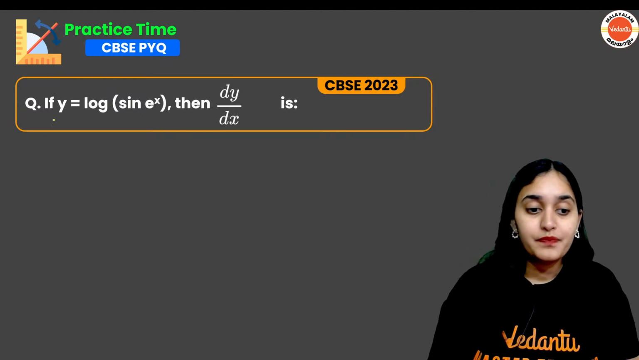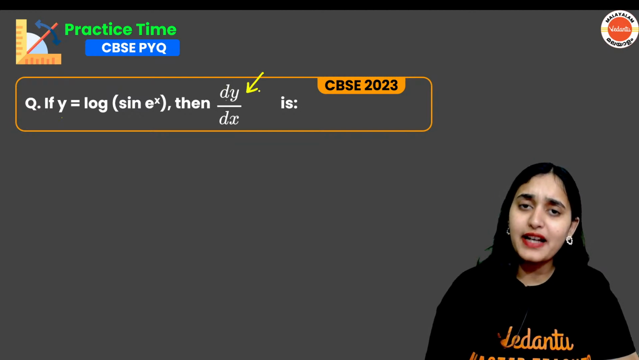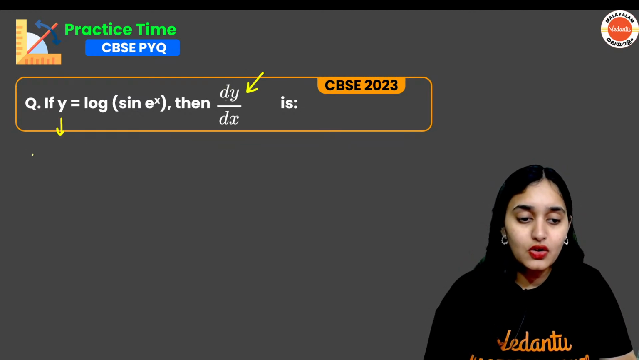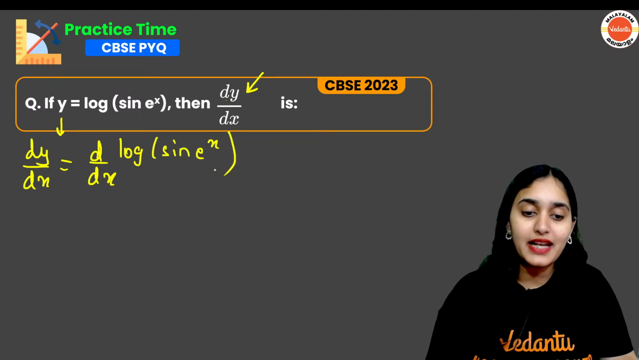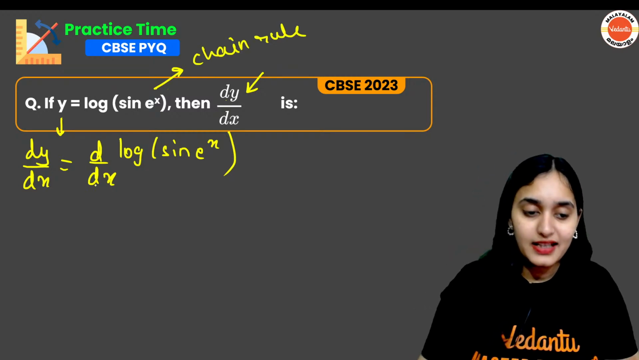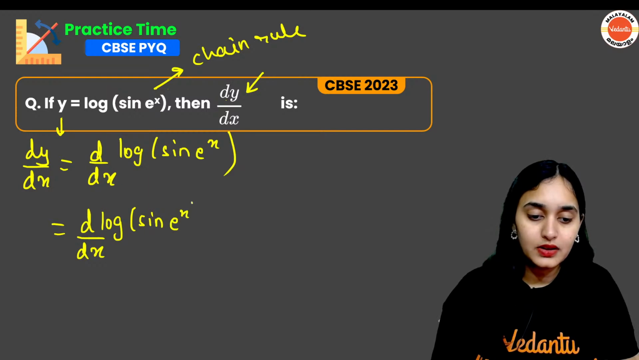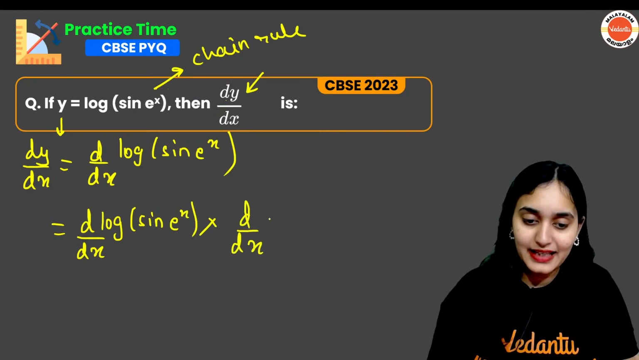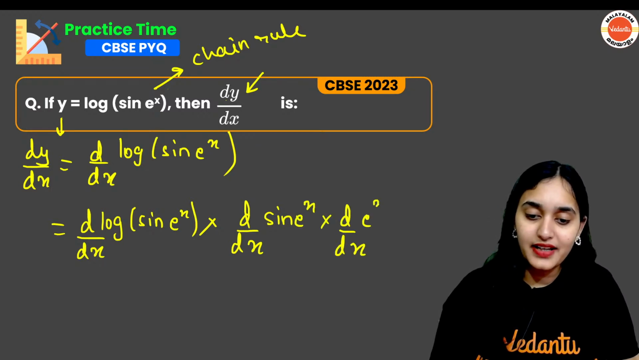Okay, next question. Y is log of sine e to the power x, find dy by dx. Very easy. You just have to find out the first order derivative. So, dy by dx is differentiation of log of sine of e to the power x. What will we apply here? Chain rule. Chain rule is basically differentiate log x, differentiate sin x, and differentiate e to the power x, right?